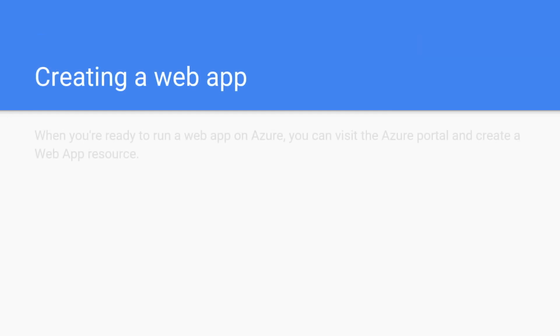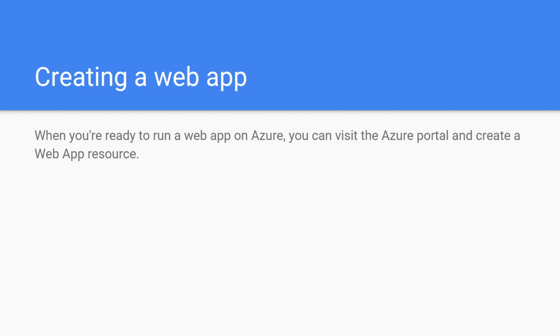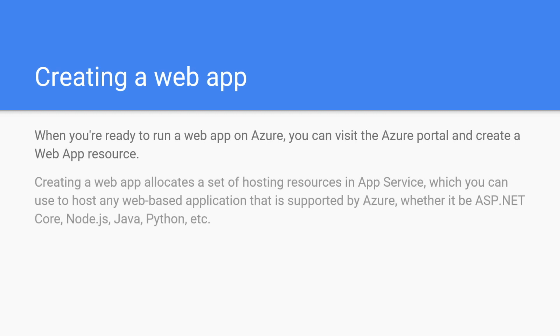Now, creating a web app. When you are ready to run a web app on Azure, you can visit the Azure portal and create a web app server. No worries. Again, this is just theory. In the next lecture, we will talk about all of this. We will create a web app and define the resources we want. We can choose the runtime stack for the web application: ASP.NET Core, Node.js, Java, Python, etc.